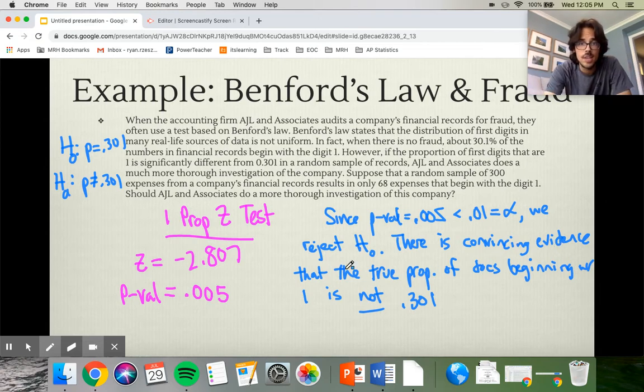There is convincing evidence that the true proportion isn't 0.301. What does this mean? Does this mean, okay, lock them up, these people are definitely doing something illegal, something is fishy right here? Of course not. There could be an honest explanation for why they're so off from what Benford's Law says they should be.